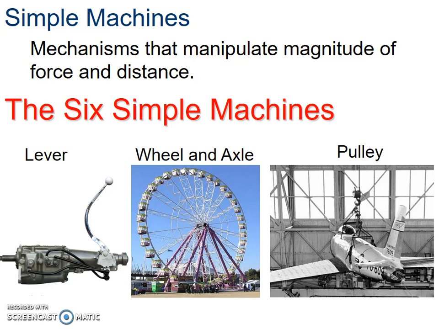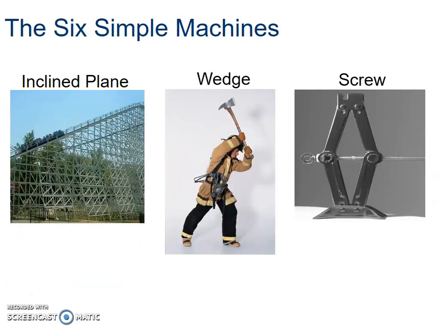Simple machines you may have learned about in earlier grades, but we are going to be talking about the 6 simple machines in much greater detail. The 6 simple machines are lever, wheel and axle, pulley, inclined plane, wedge, and screw.